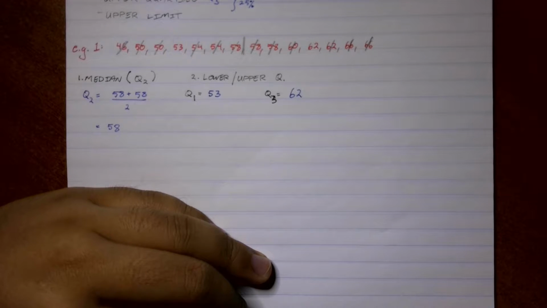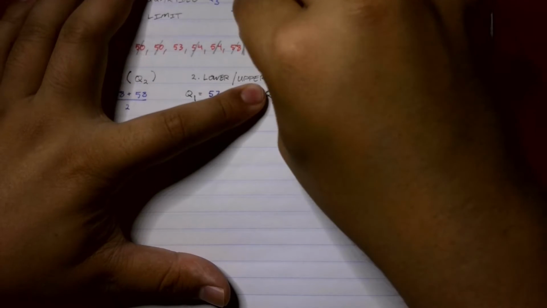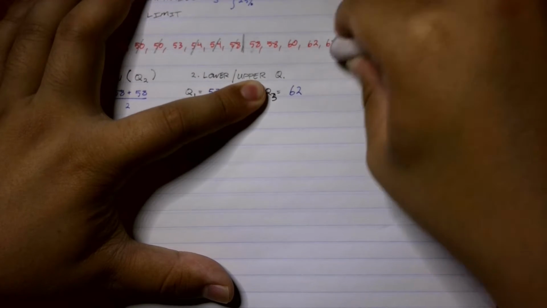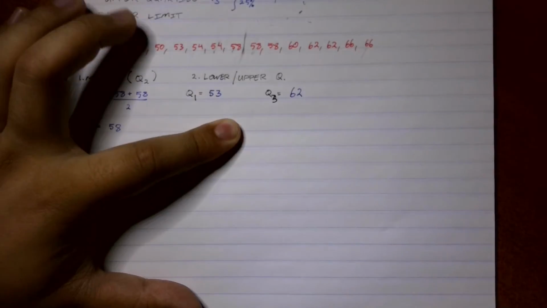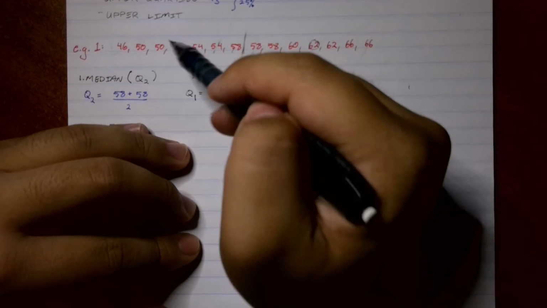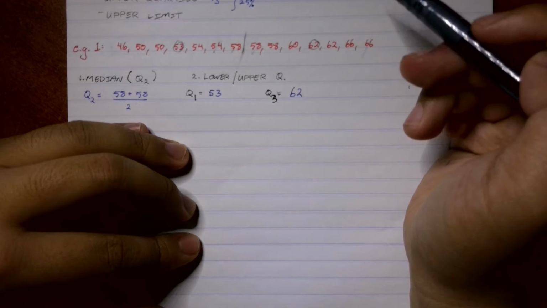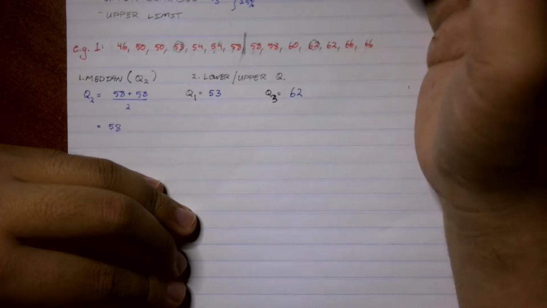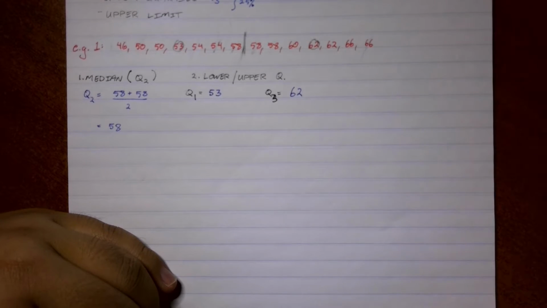Now, let me erase all these numbers and all these markings. And I'm going to actually leave circled the numbers that we calculated, 62, 53, and there we go. And we'll leave the median still here.